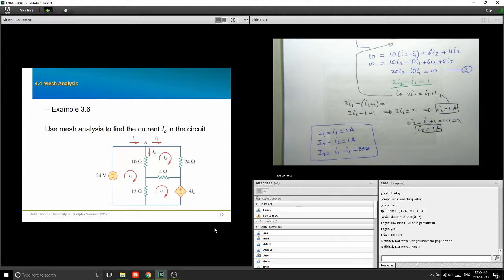Another example. Use mesh analysis to find the current I0 in the circuit. Okay, so look at that. You have 3 mesh currents, small I1, small I2, small I3. And you have a dependent source for I0, and you're given the I0 being this current flowing vertically through your 10 ohm. We want to find how much this I0 is.